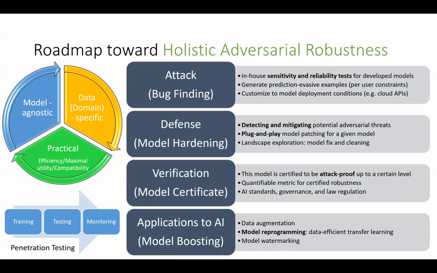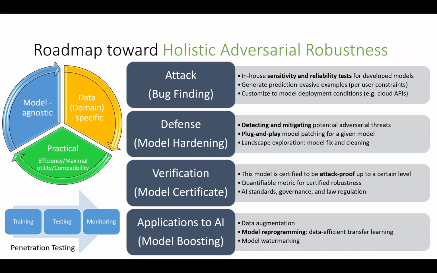Finally, I would like to conclude with a roadmap toward holistic adversarial robustness. We believe that to achieve adversarial robustness, the tools should be as model agnostic as possible, applying to different machine learning models. At the same time, they should leverage data and domain-specific knowledge as much as we can. They also need to be practical, to mitigate the trade-off between utility and improved robustness. The whole process should be evaluated and practiced throughout the AI lifecycle, including training, testing, and monitoring.